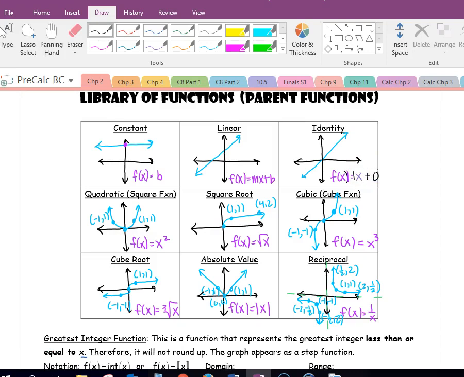Moving on, quadratic. This is also sometimes called a square function. We should recognize that as f of x equals x squared.